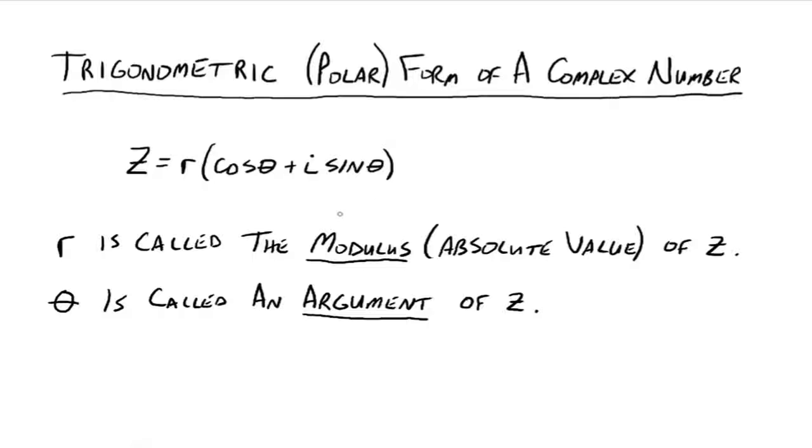z equals r times the quantity cosine theta plus i sine theta. I've also seen it look like this: z equals r cis theta. It's kind of like a shorthand notation. So if you've got a book that's using that, or you have an instructor that uses that notation, that's where it's coming from. The r is called the modulus of z, which is really the absolute value of z, and theta is called an argument of z.